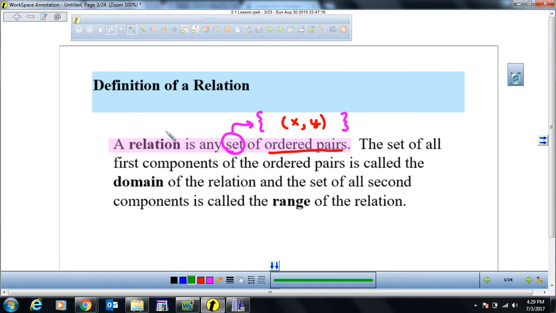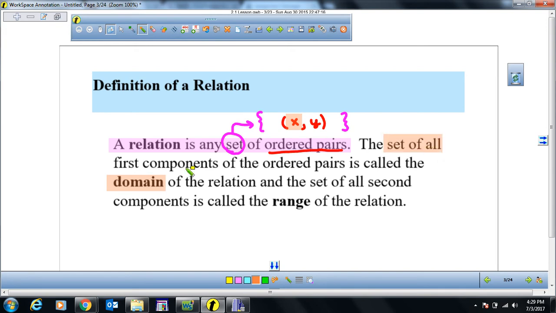Now, the collection of all the x components of the relation is going to be called the domain. Then the collection of all the y components is going to be called the range.